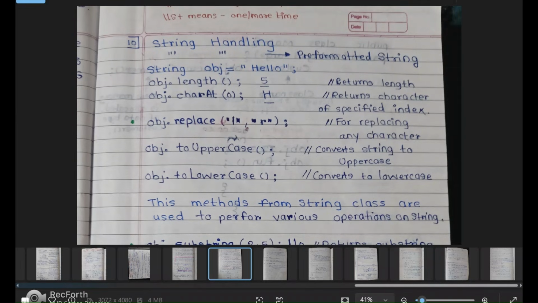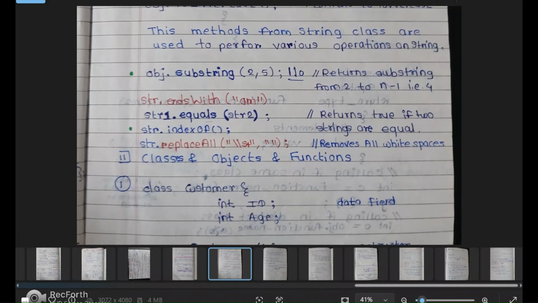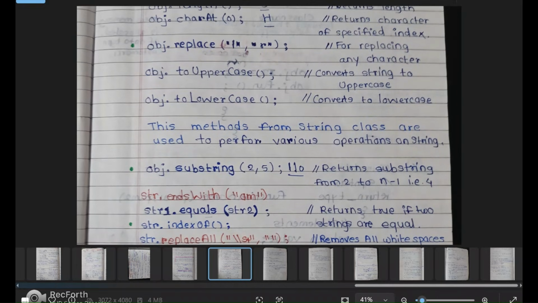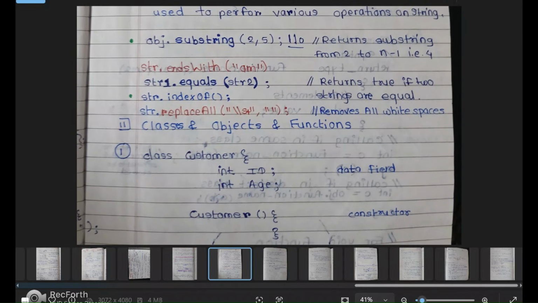See, the first and most important method is the length method. Then we have charAt to find any character at a particular index. Then we have replace, which we have already discussed. Then toUpperCase, toLowerCase. Then we have the substring method, which starts from 2 and goes to 4. Then we have endsWith, which returns true or false depending on whether our given string ends with a particular string.